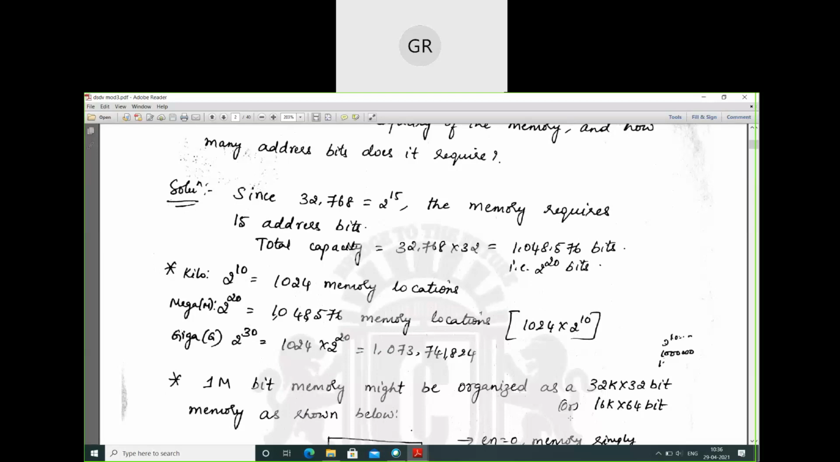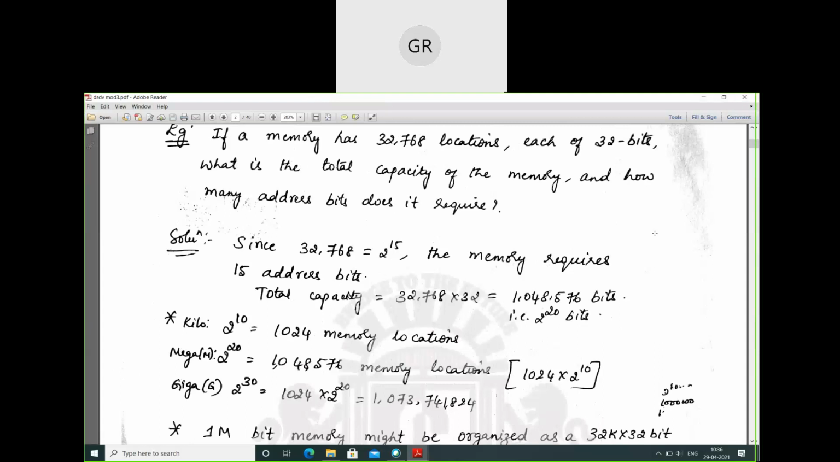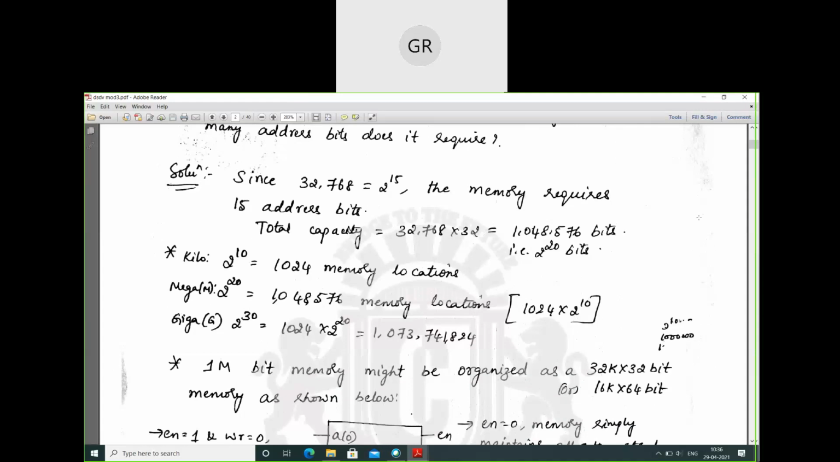Similarly, mega is 2 to the power 20. That means 10,48,576. This is mega here. Then giga is 2 to the power 30. That means 1024 into 2 to the power 20. This is the memory size here.